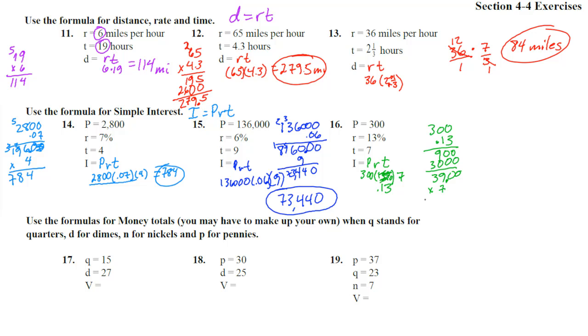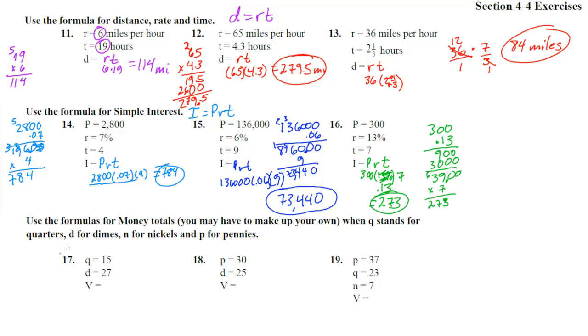by 7. 7 times 9 is 63, carry the 6. 7 times 3 is 21, plus 6 is 27. 273. Great. All right, last one.